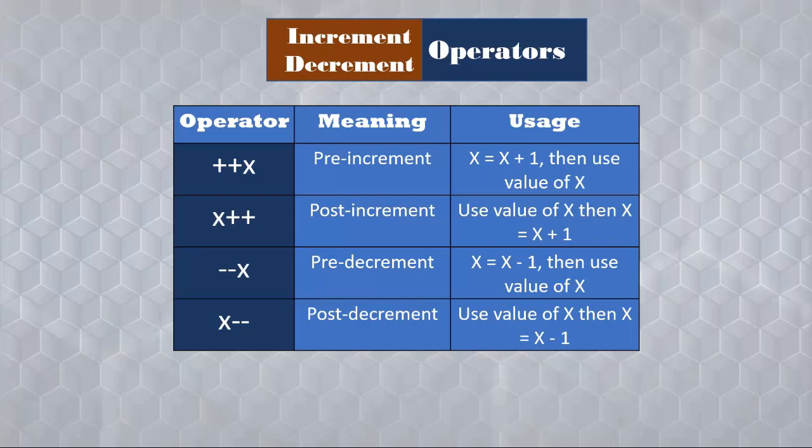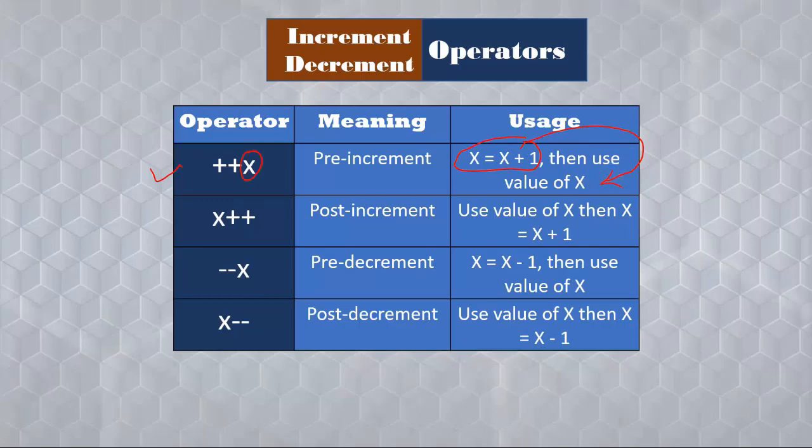The first one is plus plus and then the operand. So this is called the pre-increment operator. What does this pre-increment operator do? It first of all increments the value of this x by 1, that is x equal to x plus 1, and the updated value is then assigned and used in the expression.